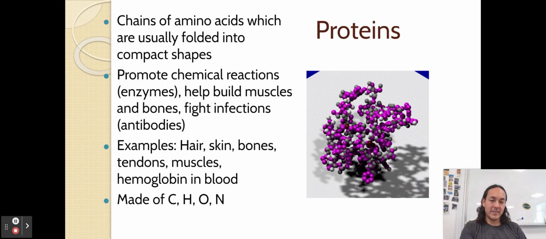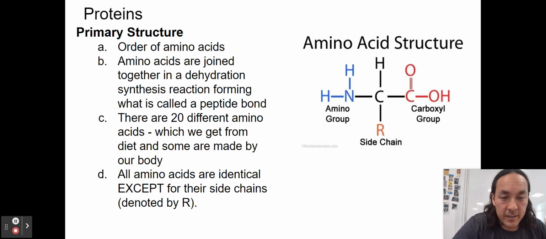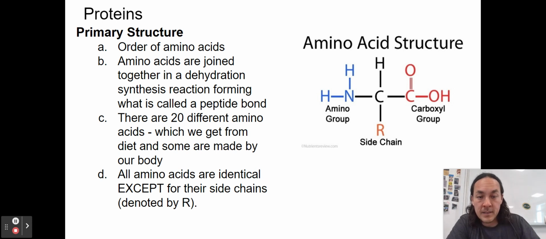hopefully you're feeling a little good about proteins. Proteins are amino acids put together they're going to have carbon, hydrogen, and oxygen as well. And they'll also have nitrogen, and that's going to be part of the amino acid part. They also will have sulfur. So here is what an amino acid looks like. It's going to have a central carbon.